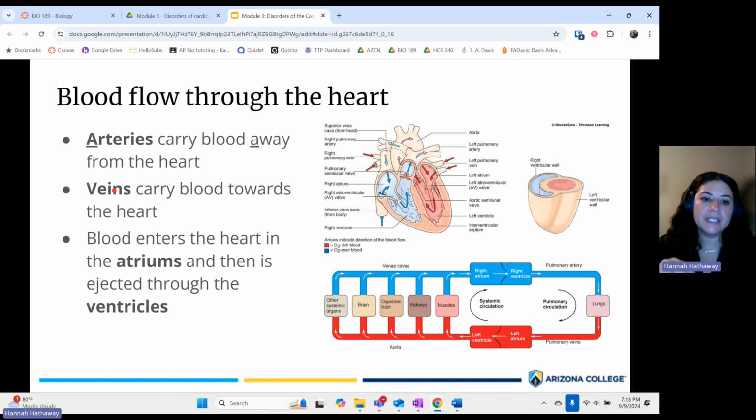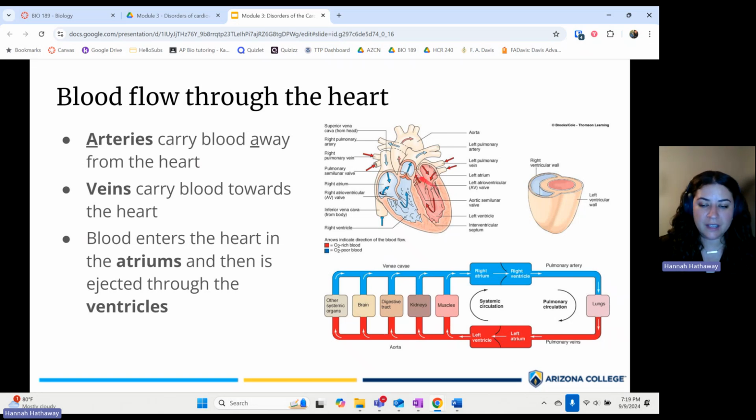The next thing you need to remember is that blood enters the heart, regardless of which side of the heart it's going to, through the atriums, and then it is ejected from the heart through the ventricles. The right side of the heart is the side that's getting blood from the body, and then it's pumping blood to the lungs. And then the left side of the heart is receiving that blood from the lungs and then pumping it to the rest of the body.